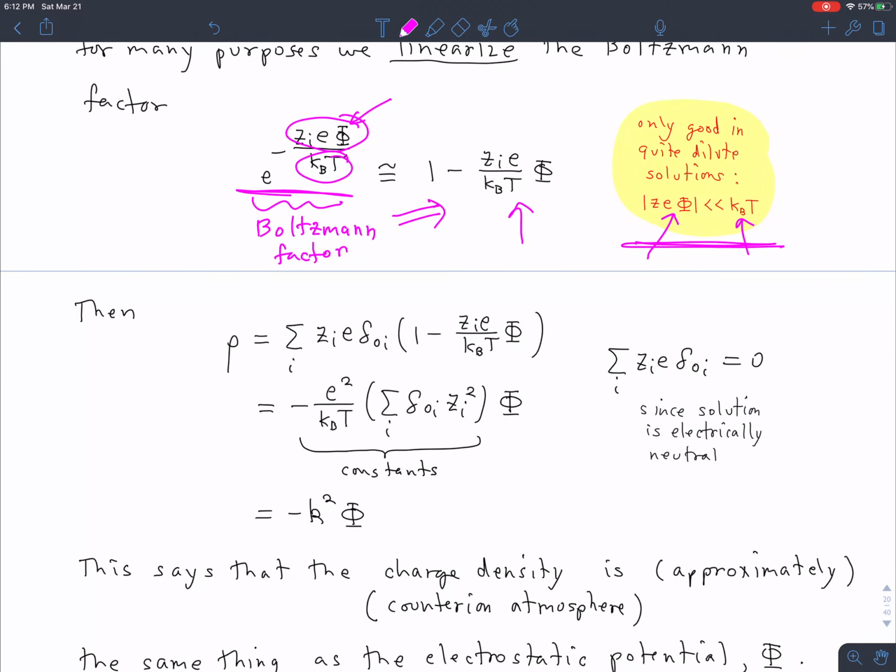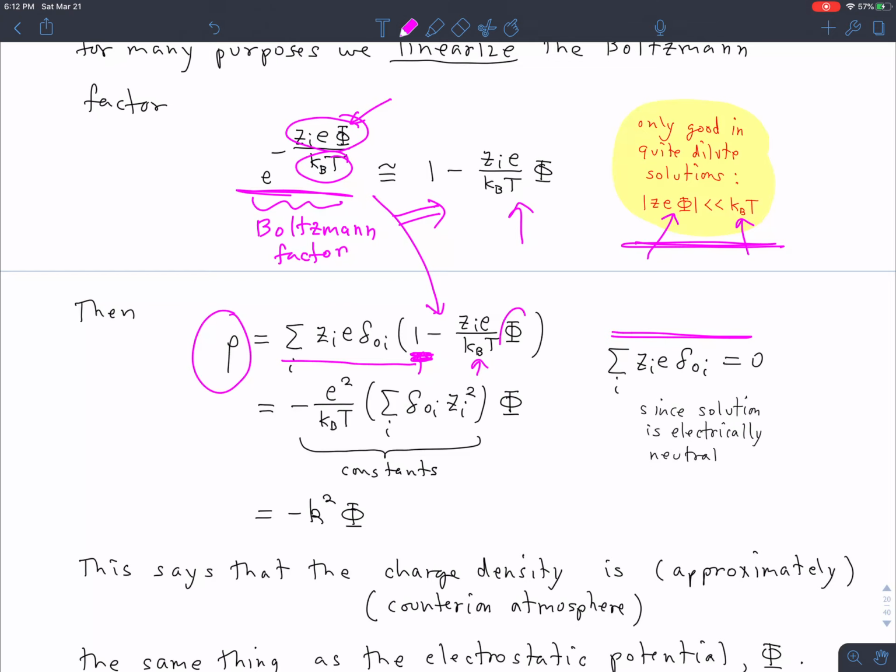If I do that, and if I plug this approximation now into our expression for the charge density, this first term, when I do this sum, is going to disappear because it turns out to be just this sum, which is the sum over all the charge densities of all the ions in solution, and the net charge density of all the ions in solution is 0. It's got to be an electrically neutral solution. So that first term disappears. Only this second term survives.